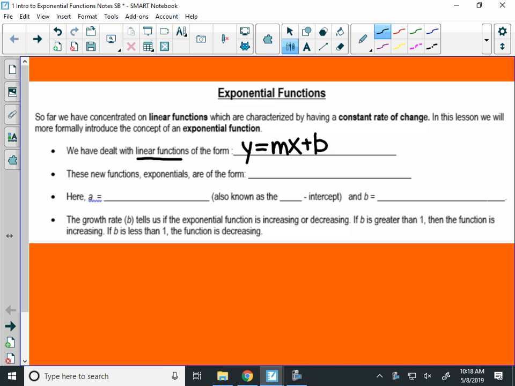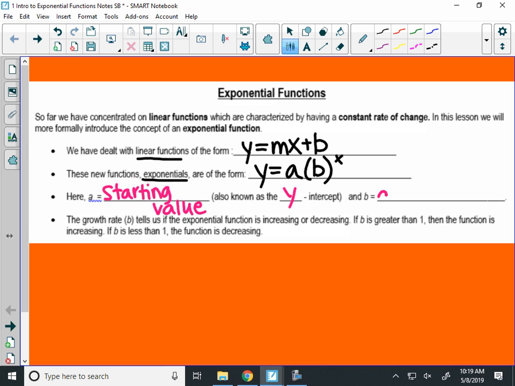Now the difference here, these new functions called exponentials are of this form. Y equals a times b to the x. X is an exponent, which makes sense because these are exponential functions. Here, a is called your starting value, also known as the y-intercept. So a, that first number, is the y-intercept.